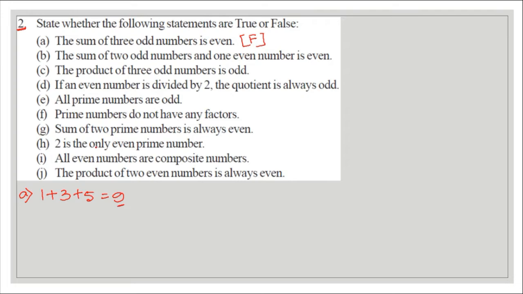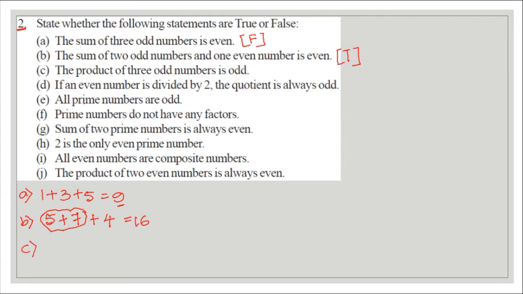Second one, the sum of 2 odd numbers and 1 even number is even. Let me consider some 2 odd numbers, say 5 plus 7. These are 2 odd numbers. This is added to another even number, say 4. The result is 16. It is an even number. So the statement is a true statement.